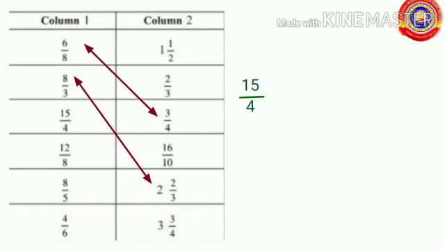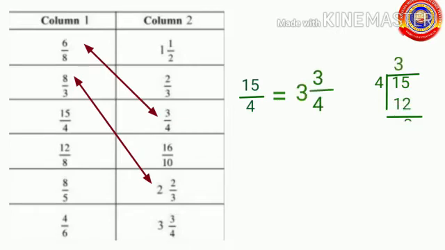The next question is 15 by 4. Here we have to convert 15 by 4 into a mixed fraction. Then divide 15 by 4. The quotient you get is 3, remainder 3 and divisor 4. Then 15 by 4 is equal to 3 and 3 by 4.